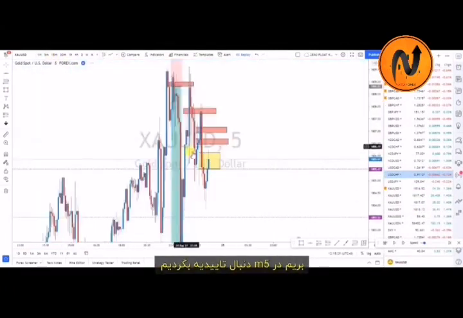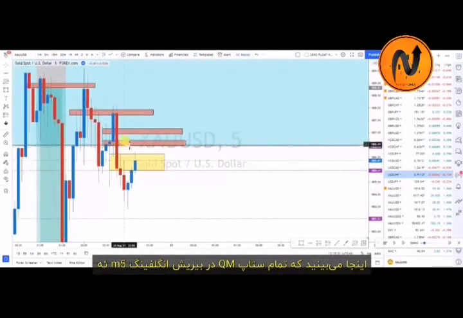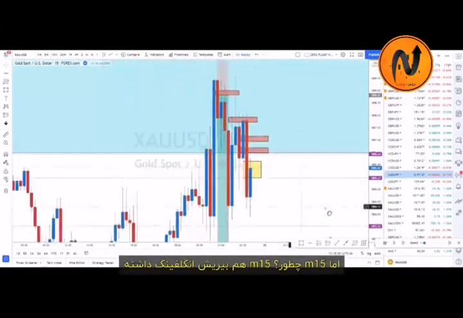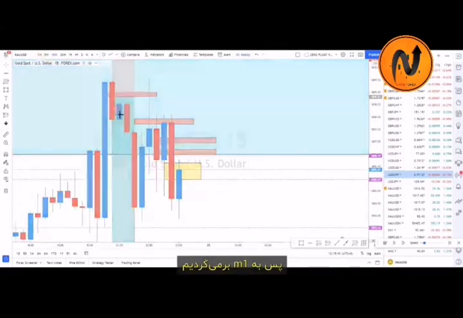Let's check for confirmation on the M5. See, all of the setups, you can see, guys, the QM is in the M5 bearish engulfing. How about the M15? M15 has been bearish engulfing. M15 also, both setups are in the body of the engulfing. So we go back to the M1.